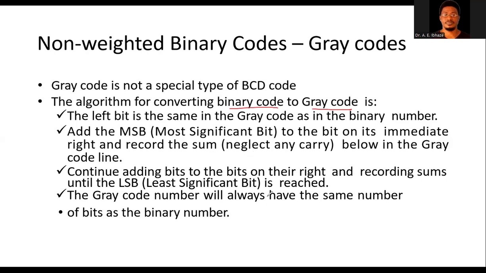The gray code number will always have the same number of bits as the binary number, so it will not be more. If we have 4 bits binary, we're going to have 4 bits gray. If we have 10 bits binary, we're going to have 10 bits gray. That's what we need. So let's look at how this works.